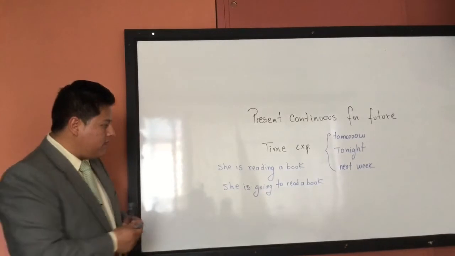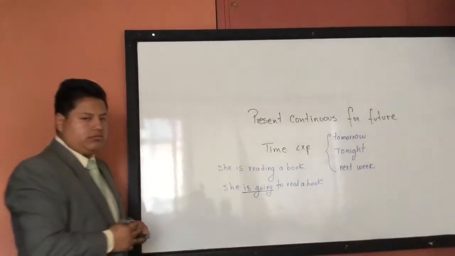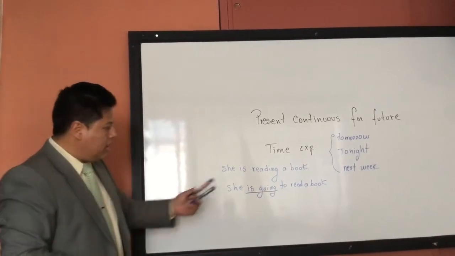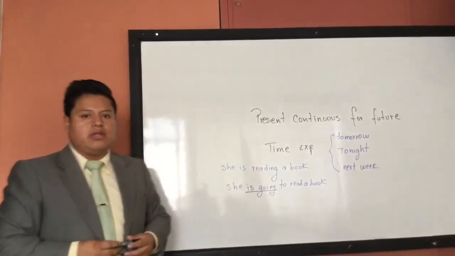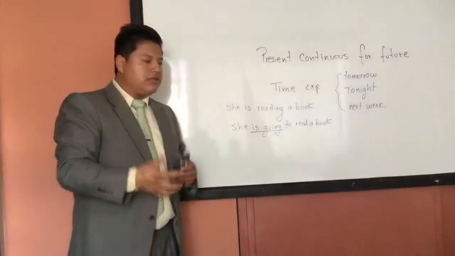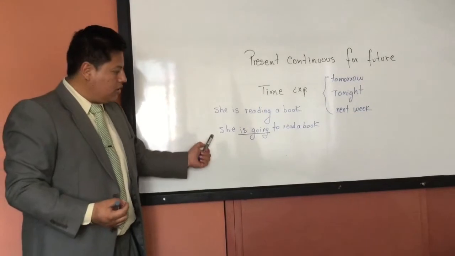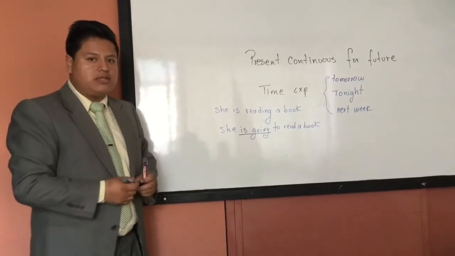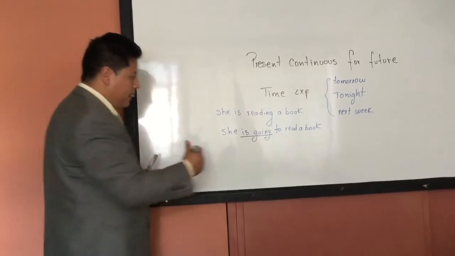So what's the difference? The difference is that here you use going to. This is future, and here it is continuous, so you put a time expression and you form the future. Okay, let's continue. So here we have present continuous for future, future using be going to, and now let's talk about will, which is future too.